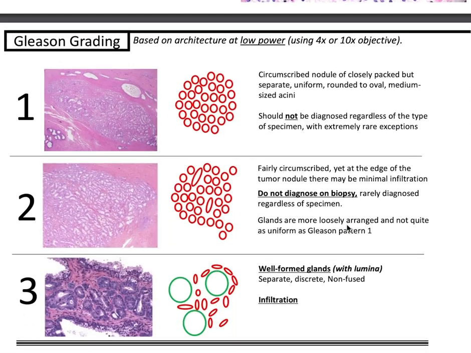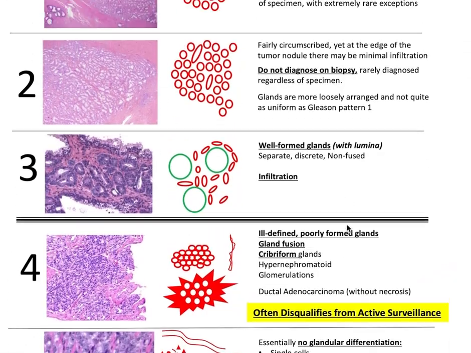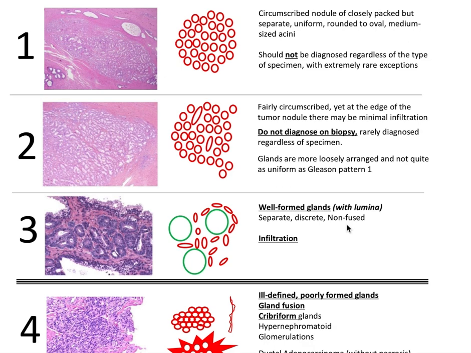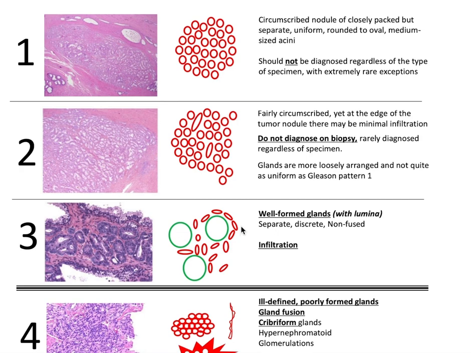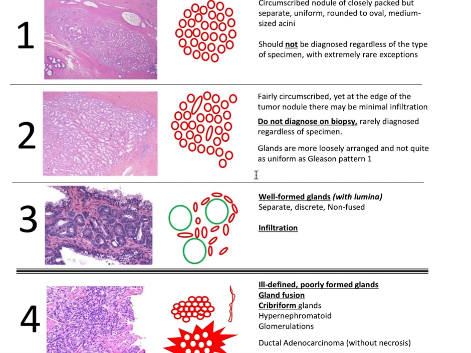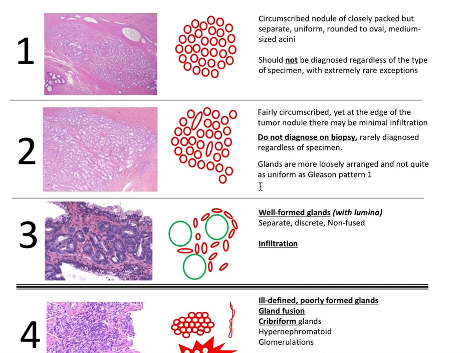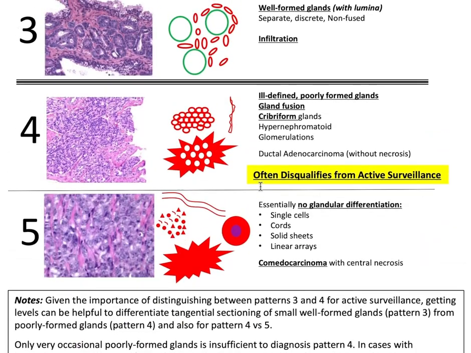Gleason grading. So it's from 1 through 5, and for our practical purposes, we just want to focus mostly on 3 to 5. But read 1 to 2 during your free time, but we do not diagnose it on biopsy. So Gleason grade 3, we do. You will have well-formed glands with lumina and separate, discrete, non-fused, and you can have infiltration.